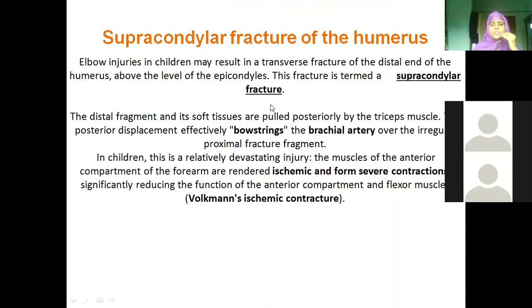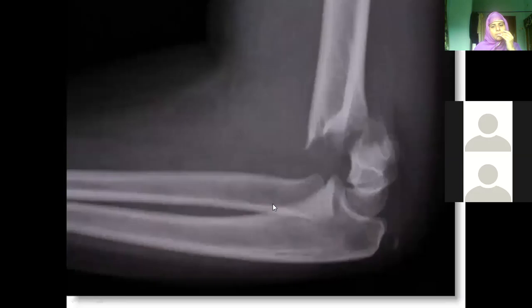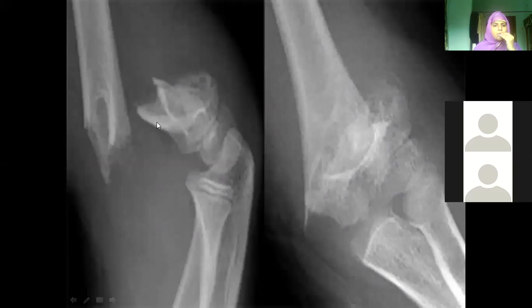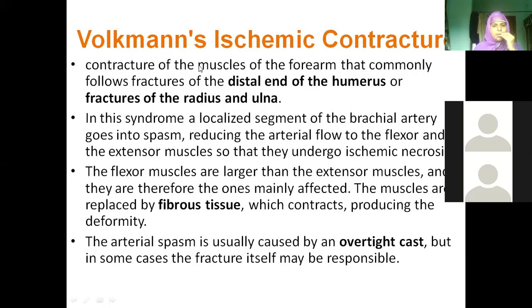This supracondylar fracture I have discussed in osteology also. Above the condyles, in the lower end of the humerus, the capitulum is there, the trochlea is there, the medial epicondyle and lateral epicondyle. If there is any damage over there, as I told you yesterday, supracondylar fracture, there may be damage to the brachial artery and it may lead to Volkmann's ischemic contracture. You can see the X-ray over here, the fracture above the condyles. Contracture means muscles will contract.